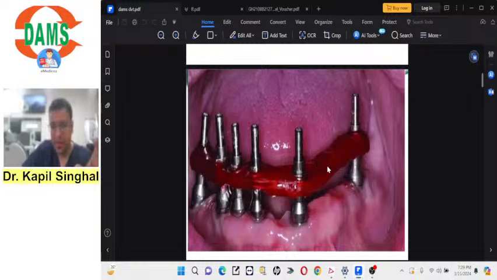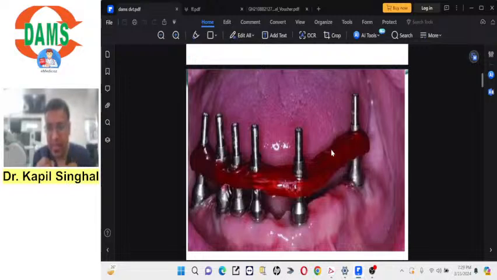This is pattern resin. When you see anything red like this attached to the impression post, it is pattern resin. Now what is this technique? What are they doing here? They are splinting this impression post. All the impression posts are being splinted, joined together.